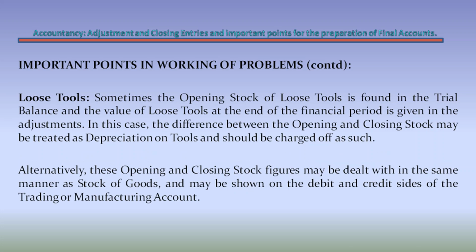Loose tools. Sometimes the opening stock of loose tools is found in the trial balance and the value of loose tools at the end of the financial period is given in the adjustments. In this case, the difference between the opening and closing stock may be treated as depreciation on tools and should be charged off as such. Alternatively, these opening and closing stock figures may be dealt with in the same manner as the stock of goods and may be shown on the debit and credit side of the trading and manufacturing account.